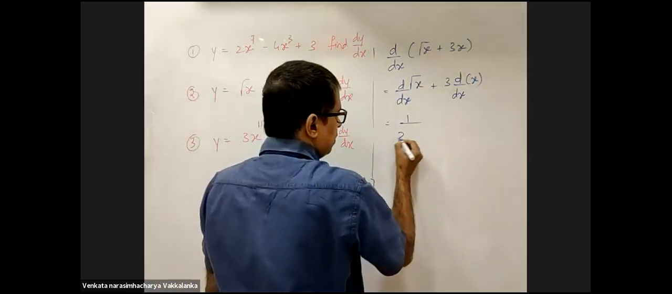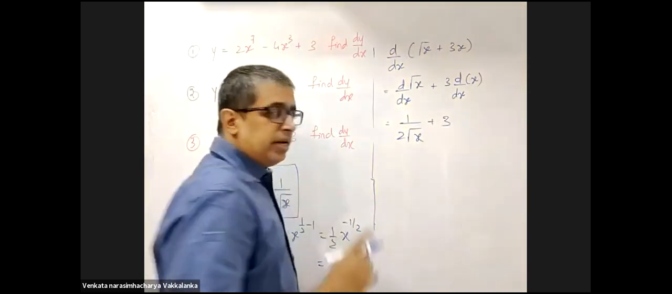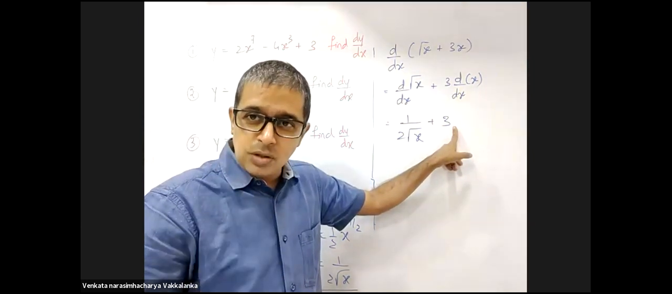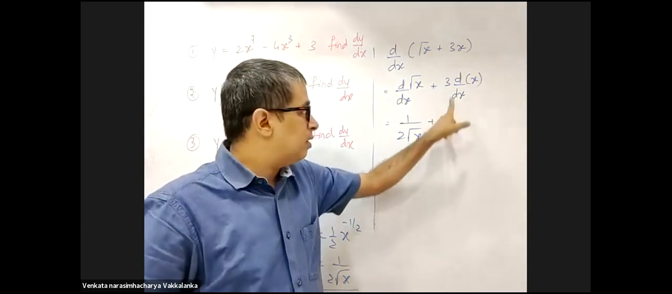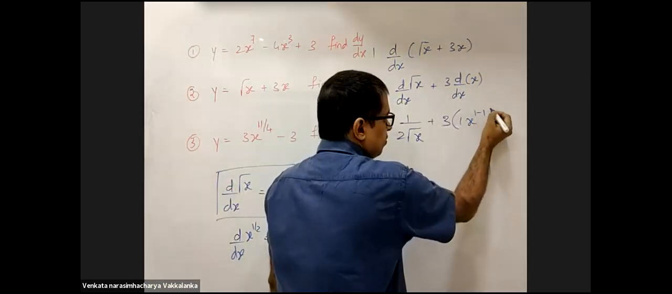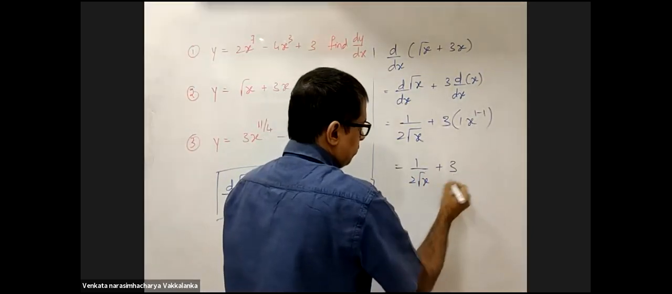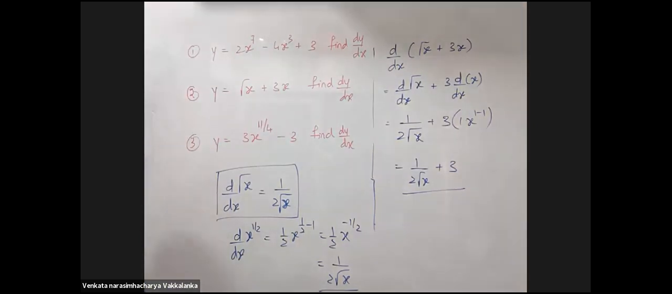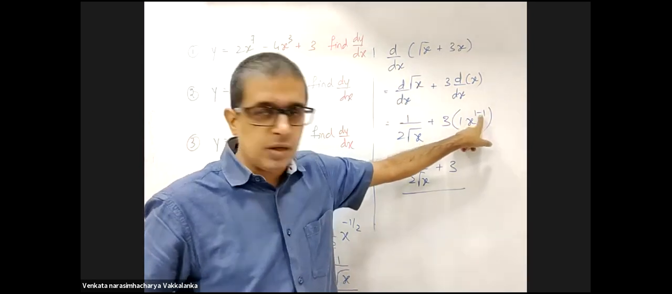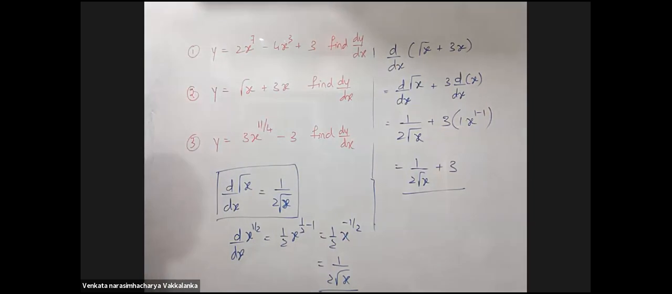Same thing I'll apply here: 1 by 2 root x plus 3 d by dx of x to the power 1, which is 1 x to the power 1 minus 1. So 1 by 2 root x plus 3. x to the power 1 minus 1 is x to the power 0. x to the power 0 is 1. 1 into 1 is 1.